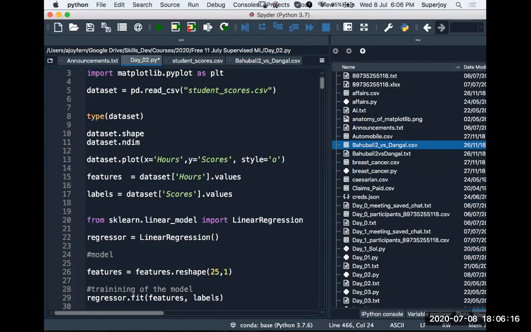Vishwajit is saying, sir, will you also provide the solutions to these code challenges? So I'll share yesterday's code challenge also in the day one directory. Similarly, every day the code challenge solutions are there in the directory itself.